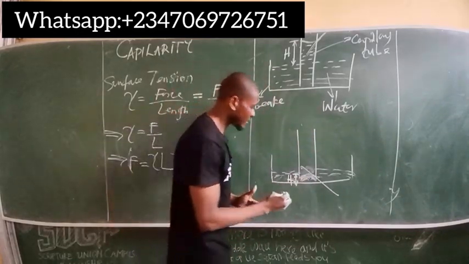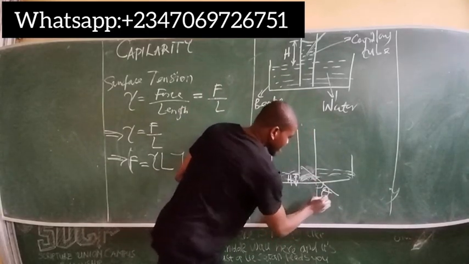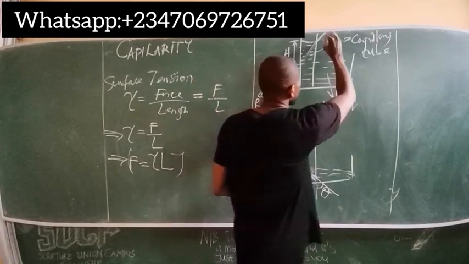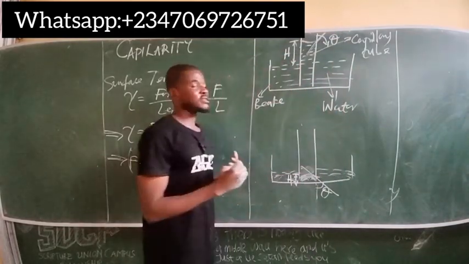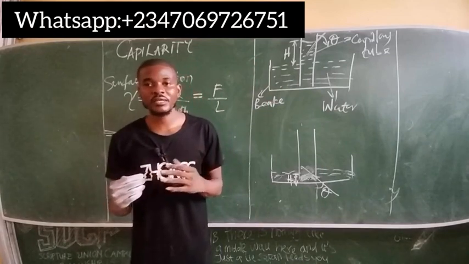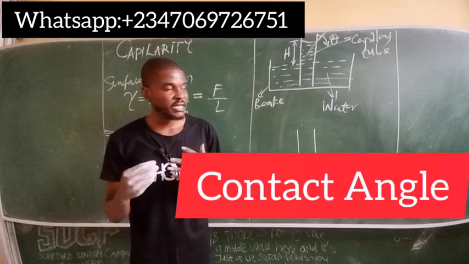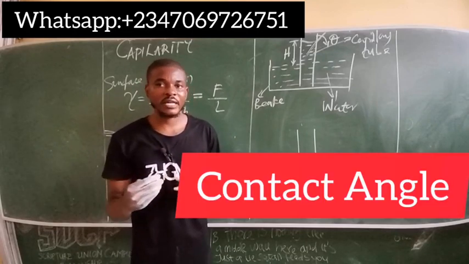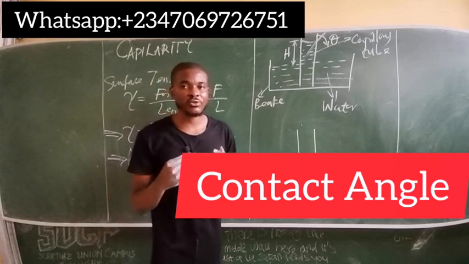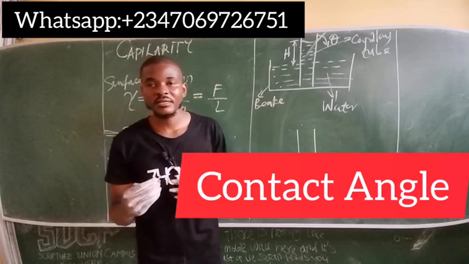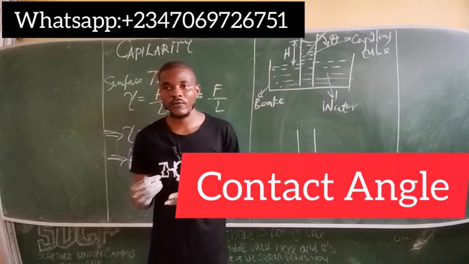We are simply going to have an angle formed here. This angle can simply be called theta. Same thing here, there's an angle formed, and this angle can also be called theta. This angle made between the surface of the liquid in the capillary tube and the surface of the capillary tube is called the angle of contact. Simply, the angle which the tangent to the surface of the liquid makes with the capillary tube is called the angle of contact.